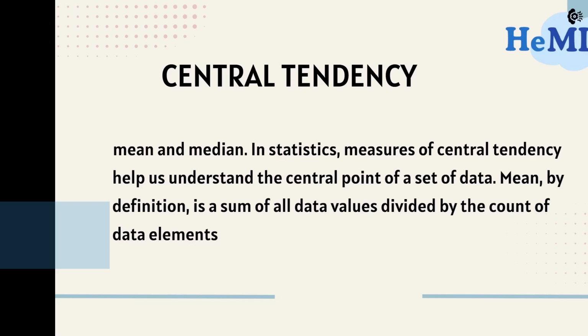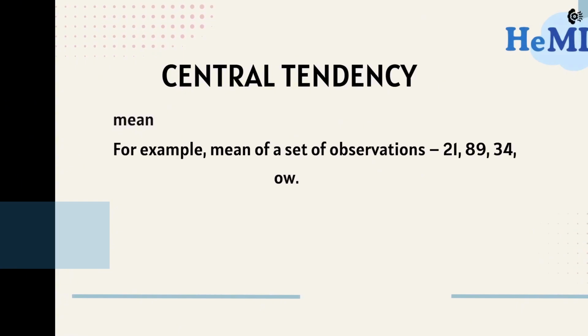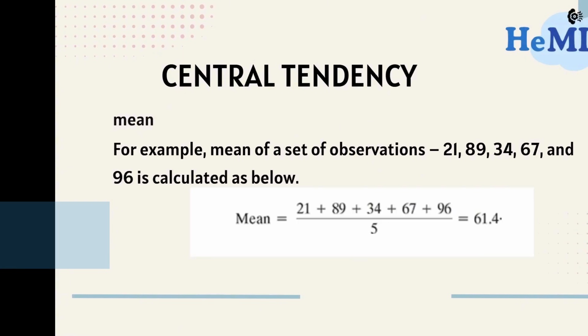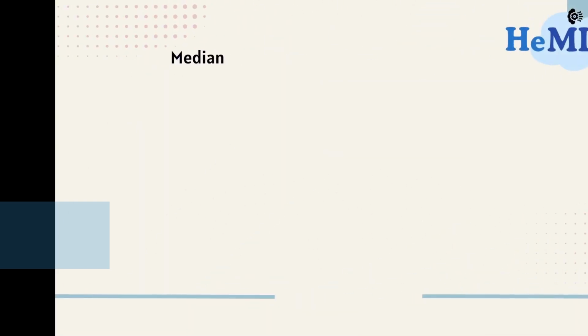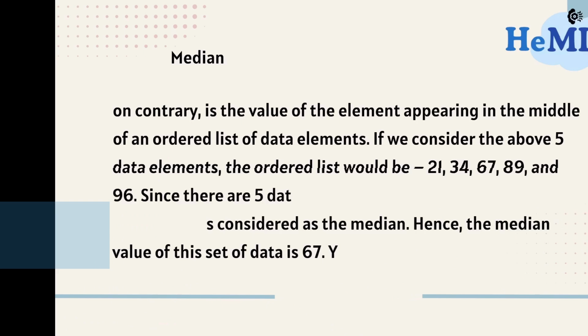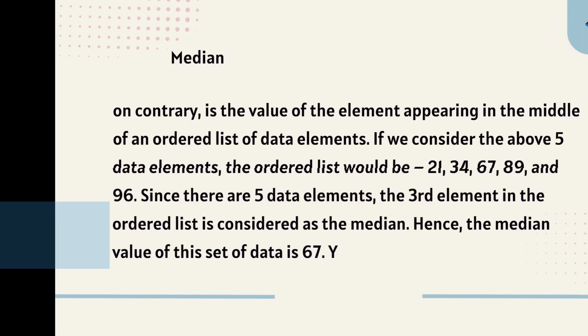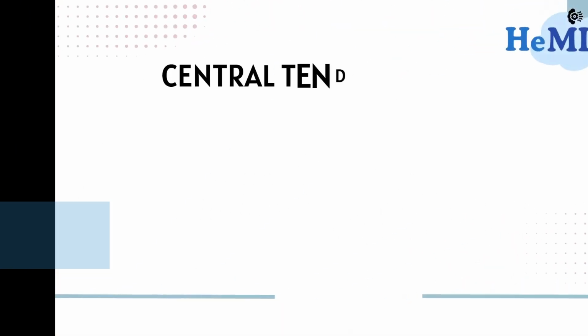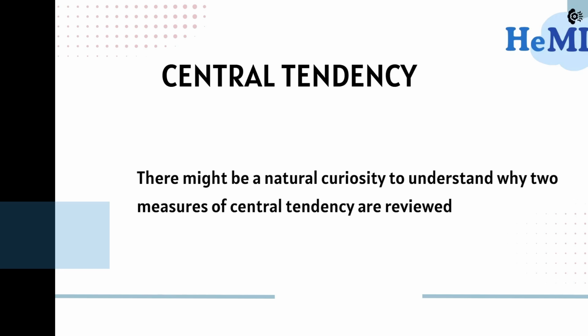Central tendency. Mean. The mean is the average of the numbers. You add all the numbers and divide by the count. Using the example 21, 89, 34, 67 and 96, you calculate the total and divide it by 5 to get the mean value. Median. The median is the middle value when all values are sorted. In the sorted list 21, 34, 67, 89, 96, the middle value is 67. The median is especially useful when the data has extreme outliers.